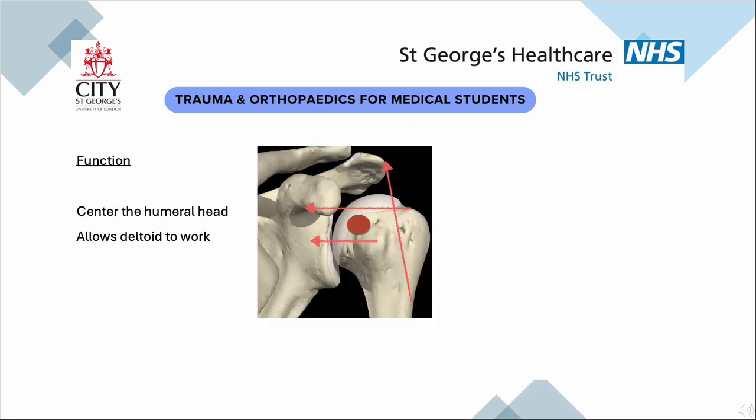The primary function of the rotator cuff is to center the humeral head so that the deltoid can work. So those 4 muscles grab the humerus and pull it towards the scapula, so they're pulling the humeral head into the glenoid. When you initiate movement, those 4 muscles engage, and then the deltoid can pick up and rotate around that red dot in the middle, which is an axis of rotation.